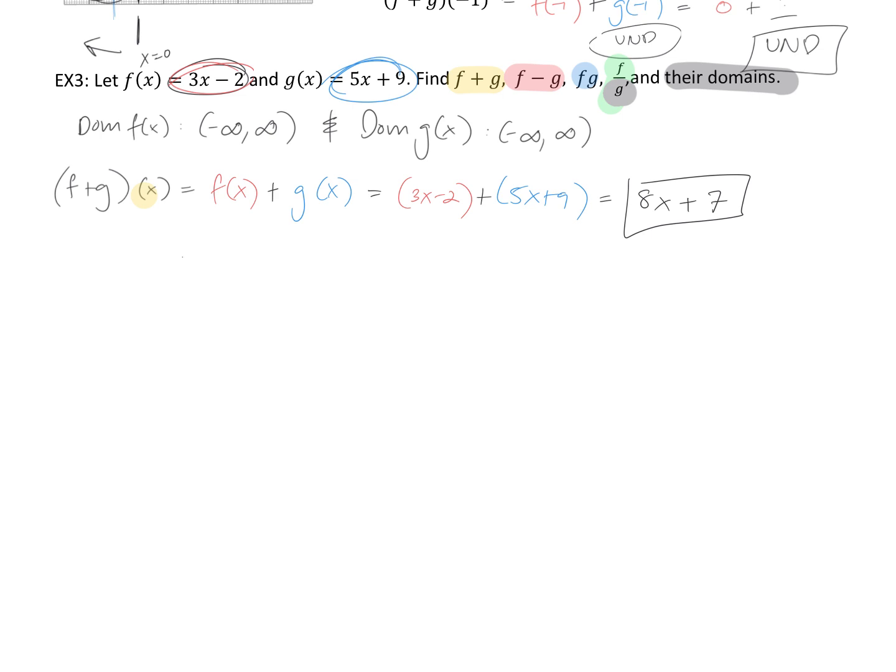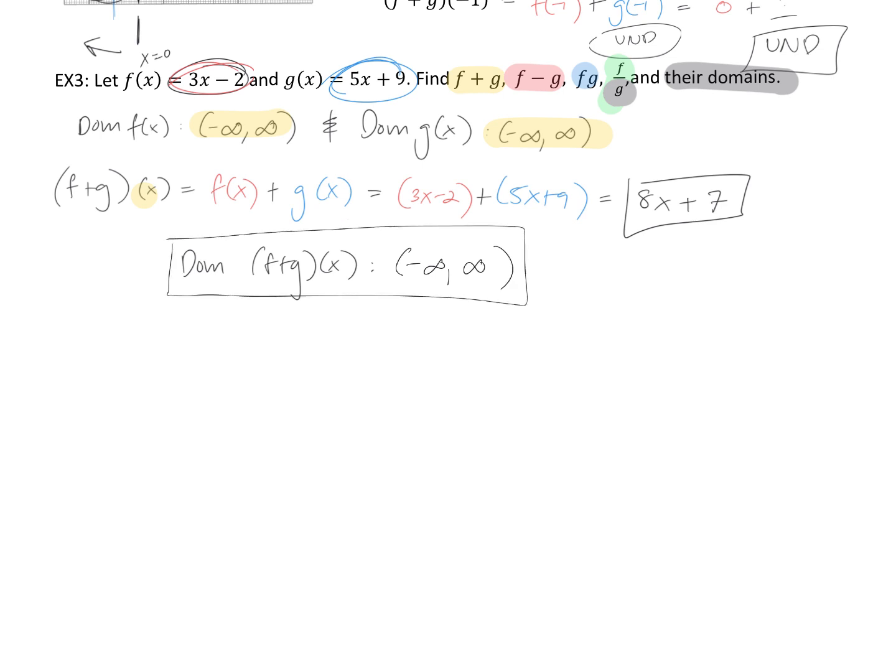What is the domain? Well, again, it's just the intersection of the two domains. So the intersection of these two is just going to be all real numbers again, -infinity to +infinity, or all real numbers. All right, let's go ahead and move on to f minus g of x.